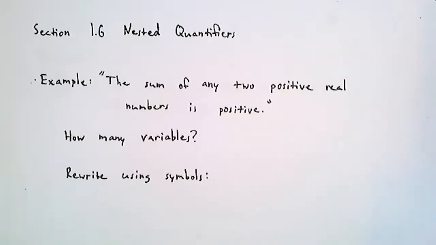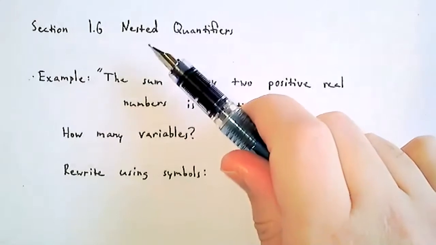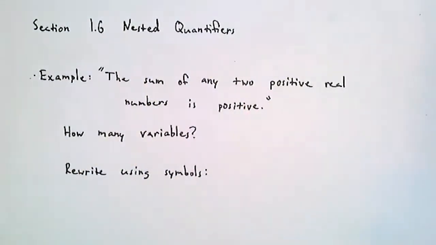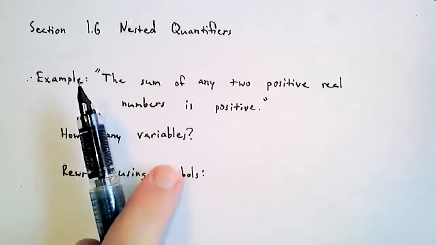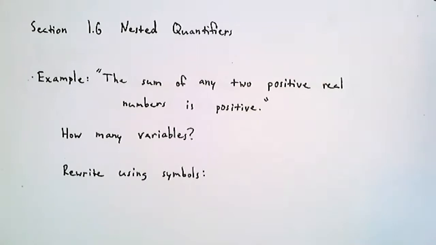Okay, so today we're going to move on to section 1.6 over nested quantifiers, and I'll explain what this word nested means in a few minutes. So this first example sentence is the kind of thing we're going to be looking at today. Let's just read it through. It says the sum of any two positive real numbers is positive.